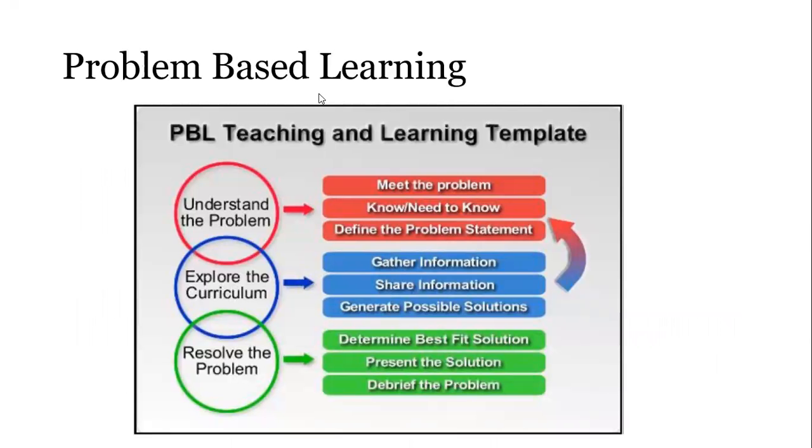So this diagram gives a summary of the steps that you go through. So essentially summarized, everything starts with understanding the problem. So the group must understand the problem, explore the curriculum or gather information, then resolve the problem and report it. If we look at all the 7 steps, they can be summarized into these 3 steps.